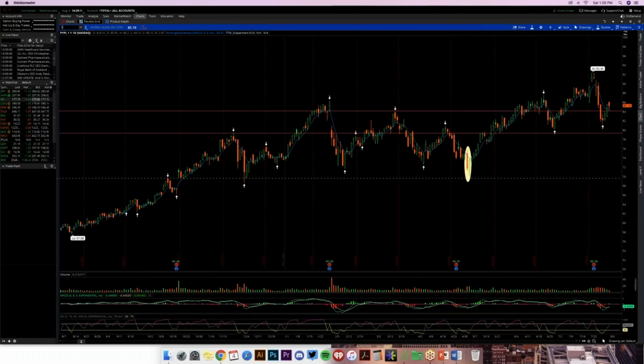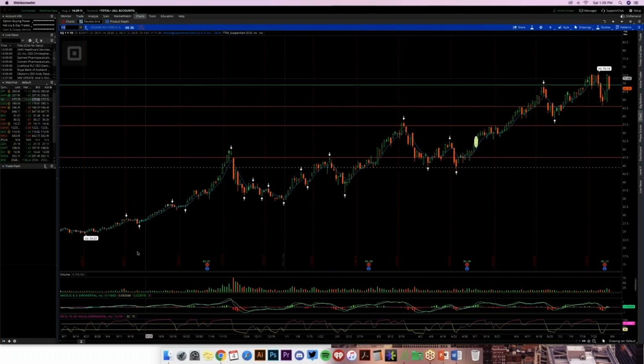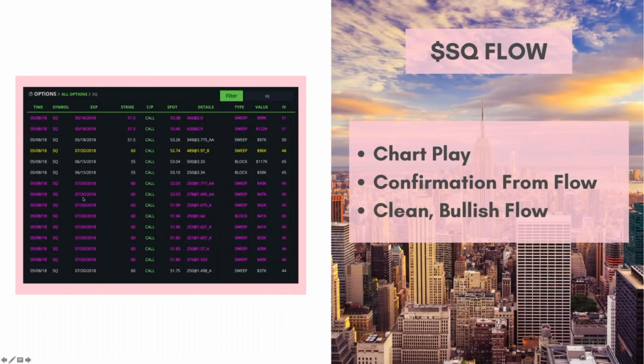Let me get the chart pulled up for you. And the yellow highlighted area right here, that's May 8th. That's when that flow started coming in. So it had just bounced off of support. I was watching for an entry. I had missed it, but I was still watching for it. I knew that there was a little bit of resistance right through here. And on May 8th, when that flow came in, that was my confirmation, right? So I went ahead and I bought July $60 calls.